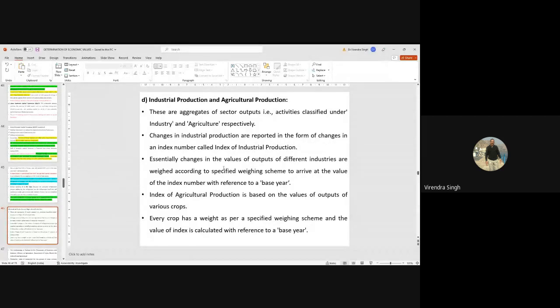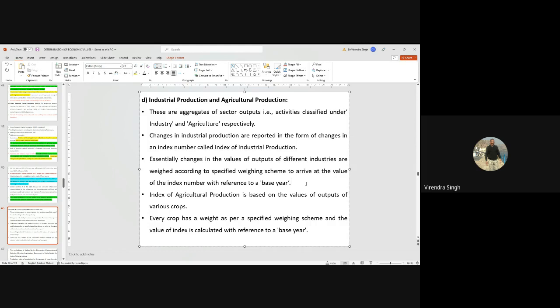Another issue: industrial production and agricultural production. These are aggregates of sector outputs, that is, activities classified under industry and agriculture respectively. Changes in industrial production are reported in the form of changes in index numbers called the index of industrial production. Essentially, changes in the value of output of different industries are weighted according to a specified weighting scheme to arrive at the value of the index number with reference to a base year. This index number indicates the change in the level of production of the selected group of commodities in relation to that in some selected base year.